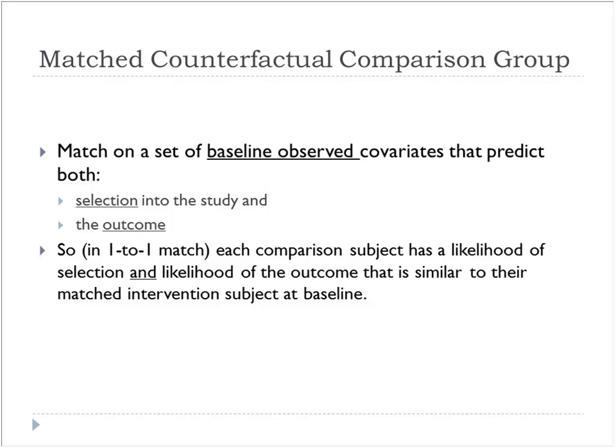Okay, so we're matching on a set of baseline observed covariates that are predicting these two things, as I said. And we used a one-to-one match. Now, if you had a large enough pool, and it might help your statistical power depending on how you analyze things, you don't have to do one-to-one. You could do 2-to-1 or 5-to-1. But usually, I think we're looking at one-to-one match where the comparison subject has the same likelihood of selection and, in our case, the same likelihood of the outcome at baseline, at what we could observe at baseline.